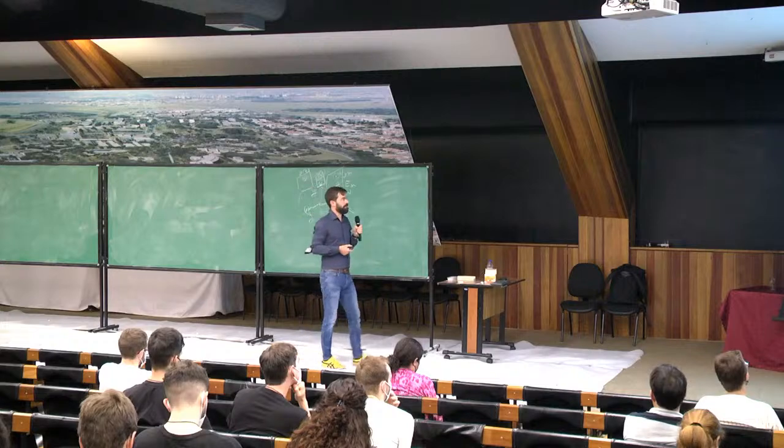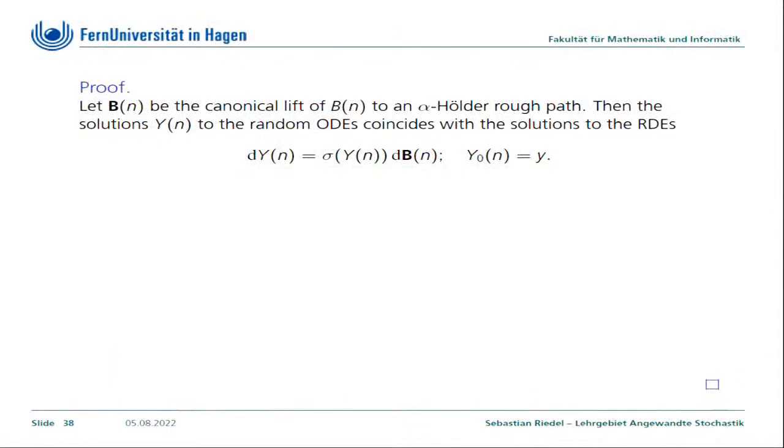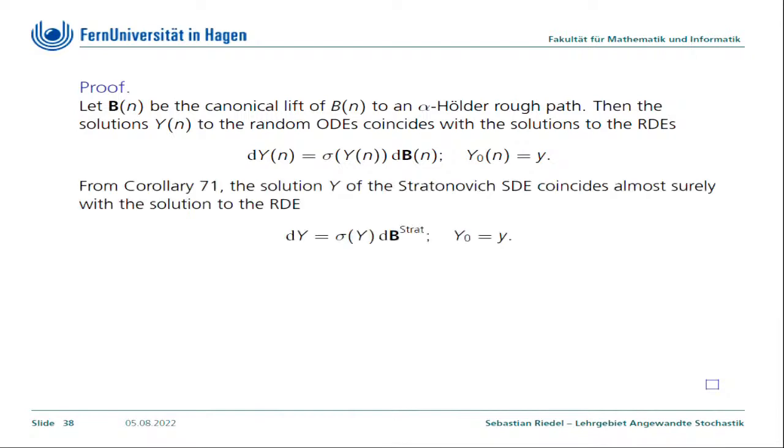Okay, so you can do that. So Yn can also be understood as a solution to the rough differential equation here. And we use now the former corollary, which told us that Y, the solution of the Stratonovich differential equation, coincides, almost surely at least, with the solution to the rough differential equation, where I use the driver, the Stratonovich lift now.